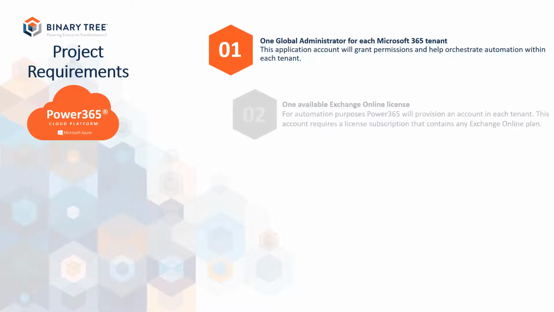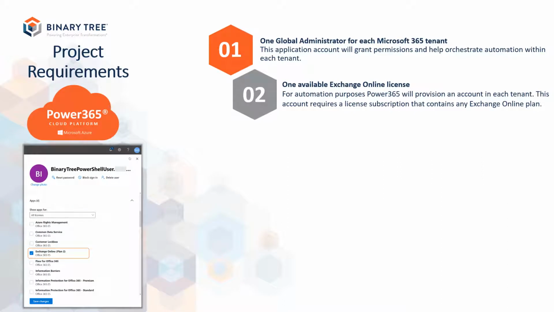Once you've connected the project to your tenants, next Power 365 will create a new account for each. Before we can do this, each tenant will require one available license with an Exchange Online service plan. Don't worry, you can reclaim the license once the project is closed, and Power 365 will automatically assign the lowest cost license found.